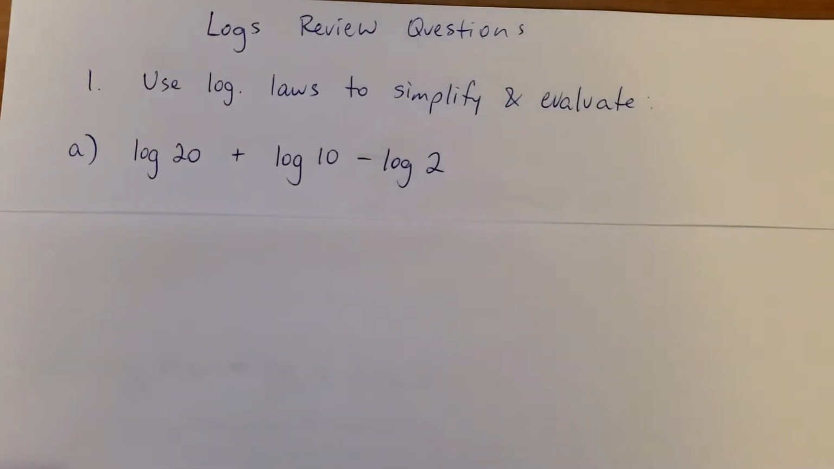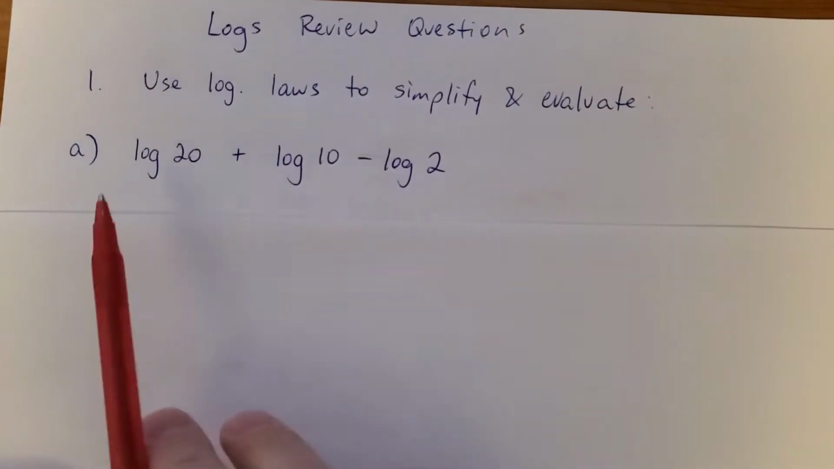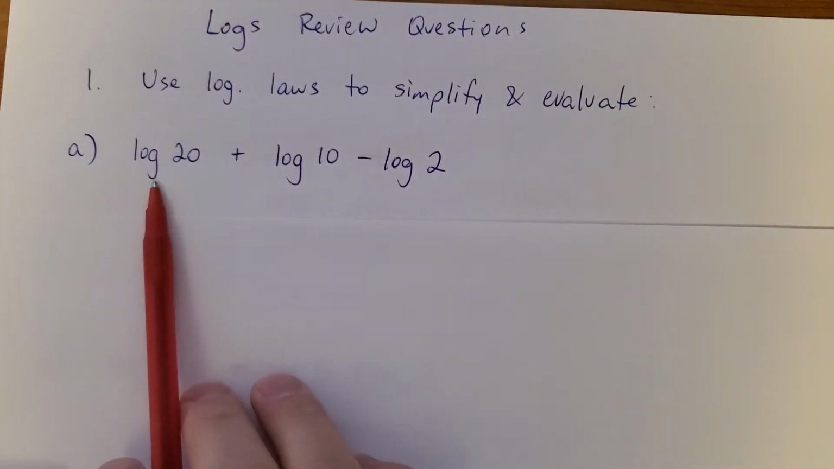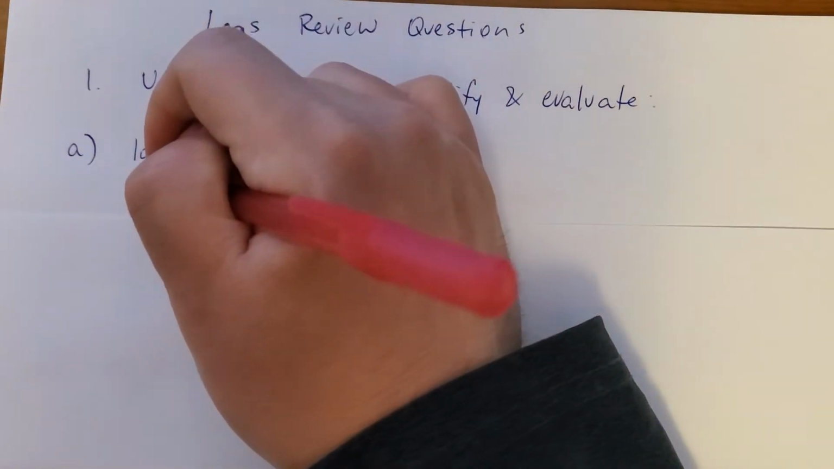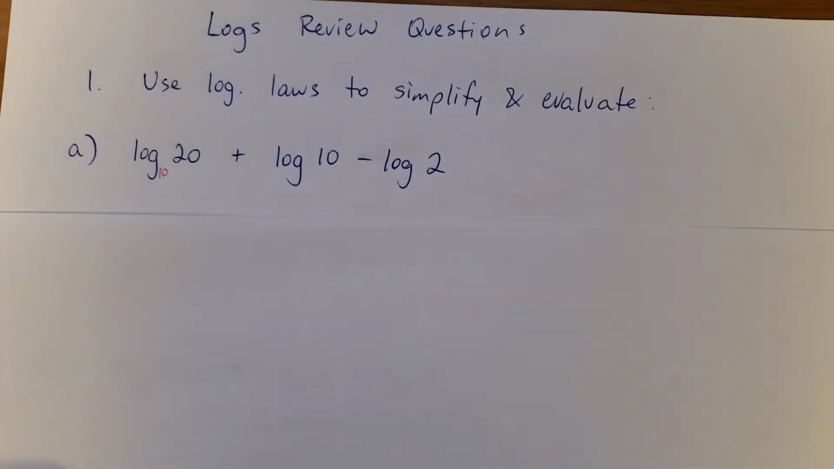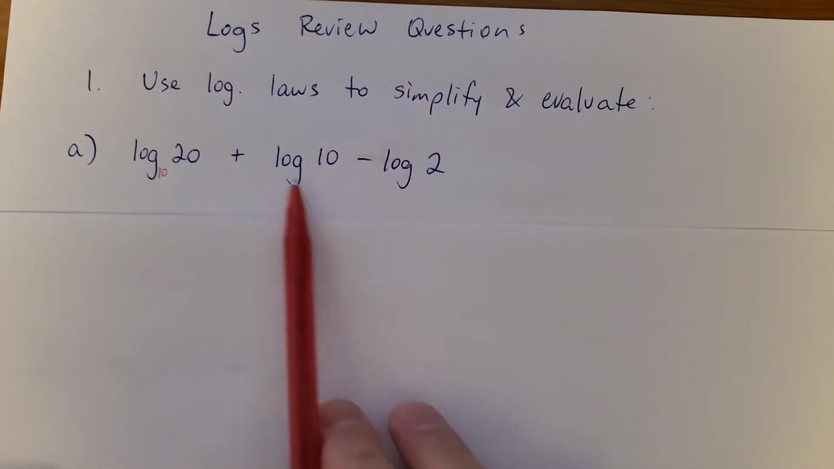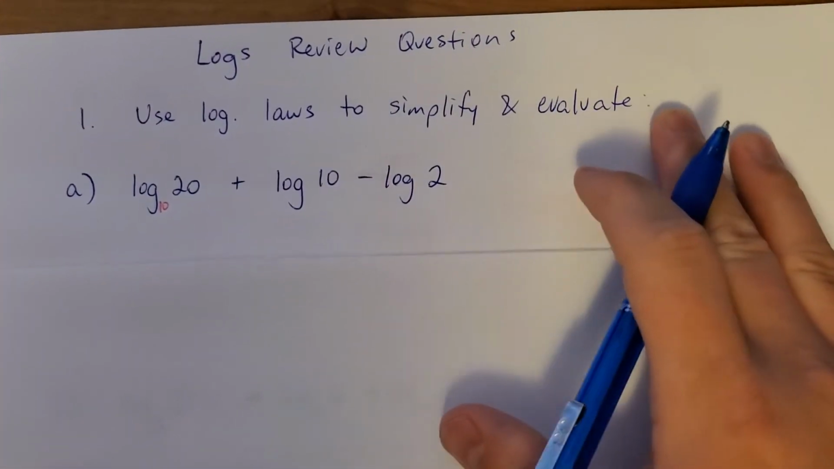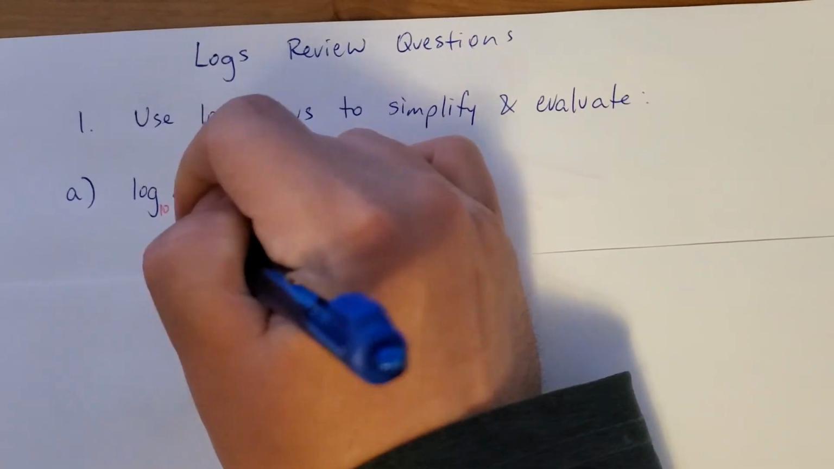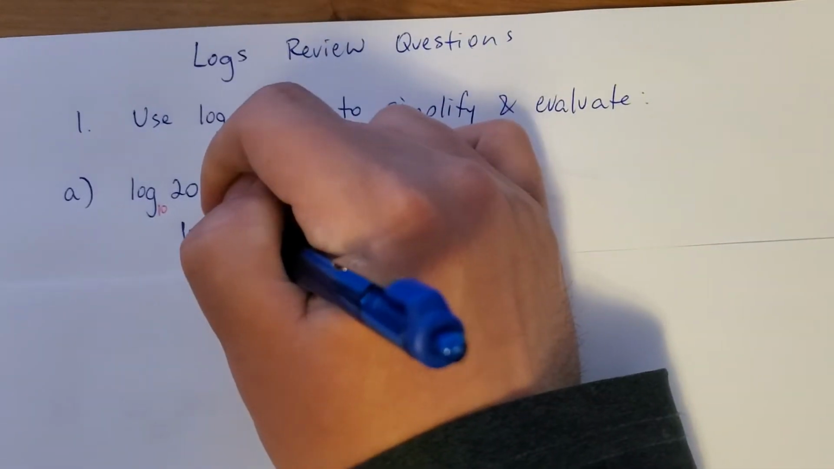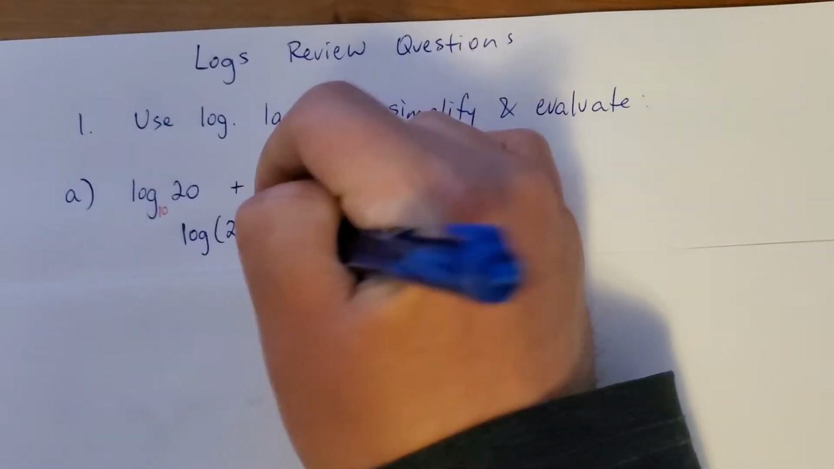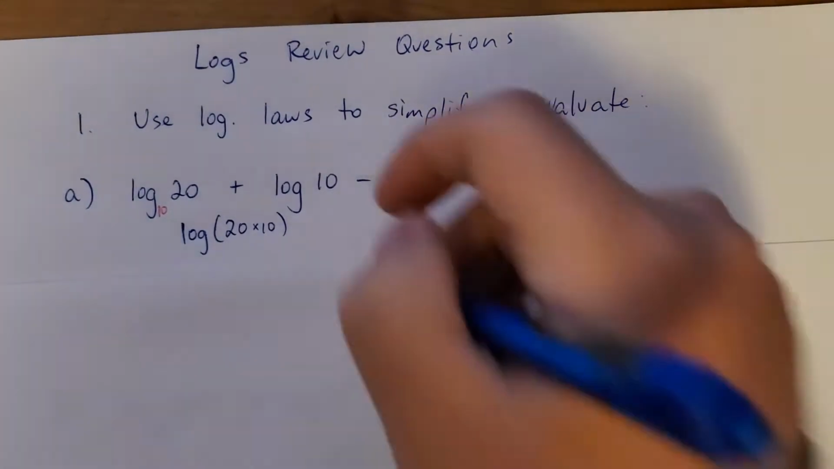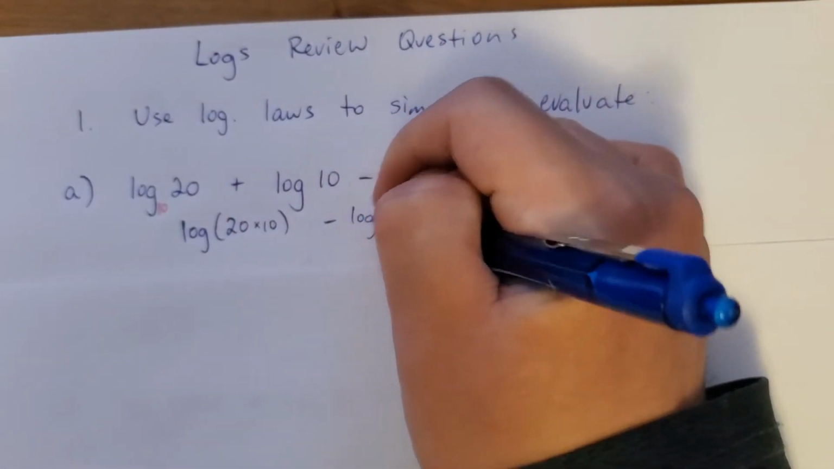So, first question here, I want to use log laws to simplify and evaluate. All right, so remember when you see log by itself, that's base 10. You don't need to write it, but that might help us here. When you're adding logs, what we're going to do there is multiply what's after the log. So this is going to be 20 times 10. Okay? And then I'll subtract log 2 here.